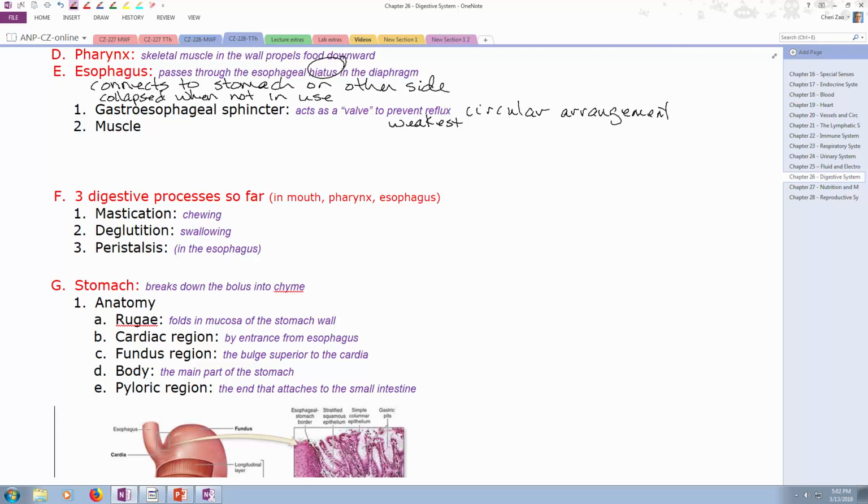The muscle, upper 1/3 is skeletal, middle 1/3 skeletal plus smooth, and then lower 1/3 is smooth. We do have longitudinal and circular arrangement of the muscle fibers.